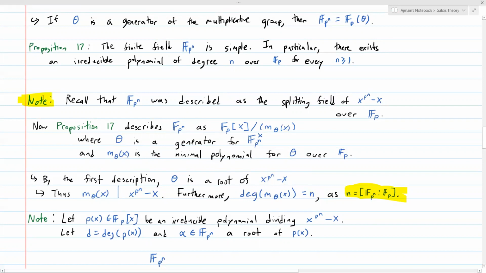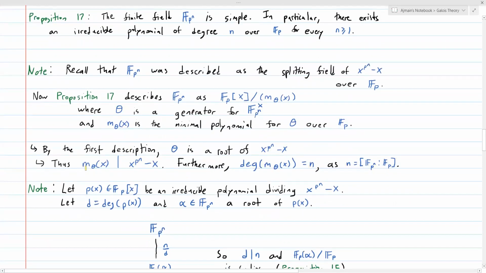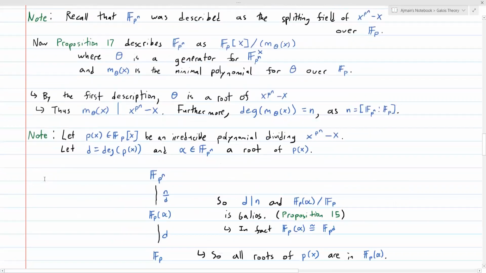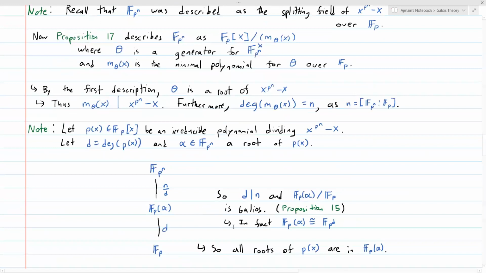All right, so that's one thing to note, one observation. So the observation in summary is that the minimal polynomial divides the polynomial that you're taking the splitting field of, and the degree of the minimal polynomial is n, which is the degree of the extension. Okay. Second thing is, now we're going to go in the reverse order a little bit. So in this case, we took the minimal polynomial of the generator and said it divides this x to the p to the n minus x.